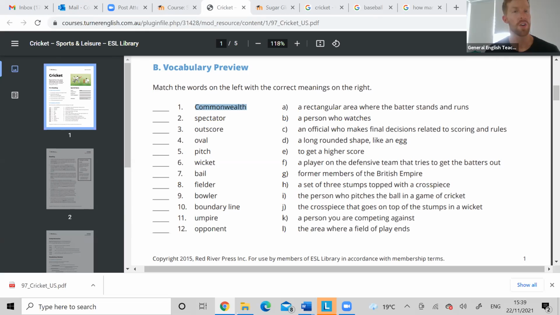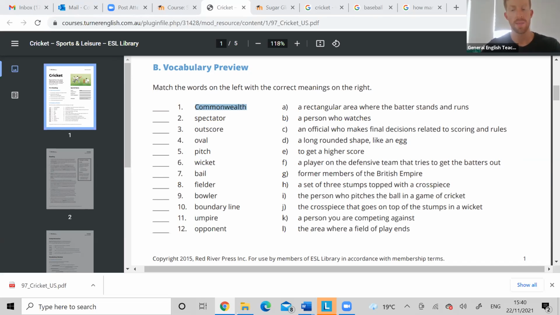So if in Thailand they have a king? Then it's only Commonwealth if the English used to be there. So for example, Australia is a Commonwealth, Canada is a Commonwealth, India, Pakistan, Singapore, I think, is a Commonwealth. Yeah, so it depends on who is the leader of the country.